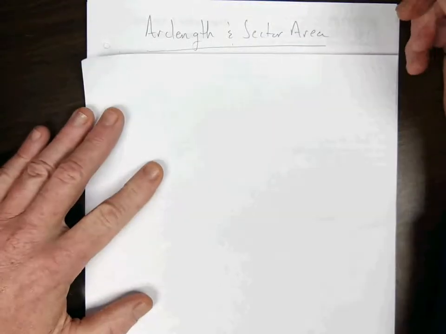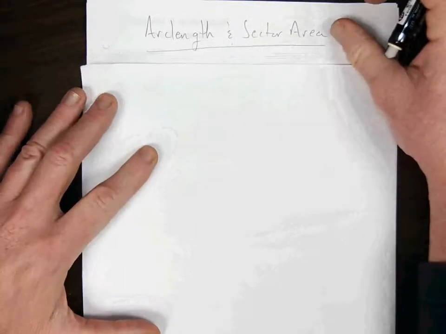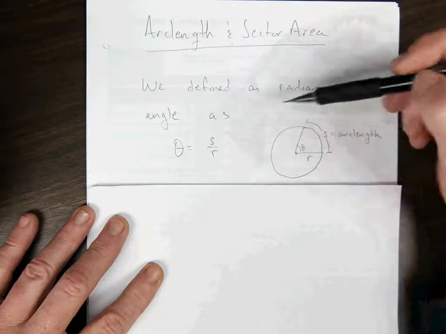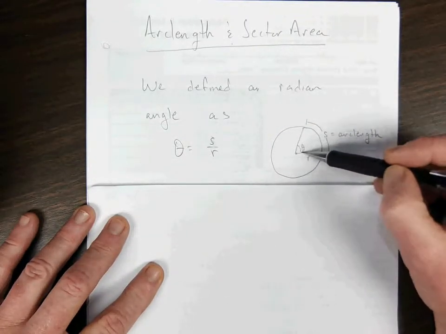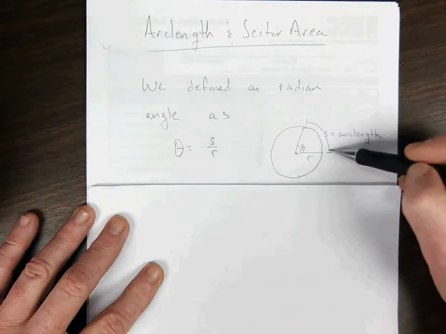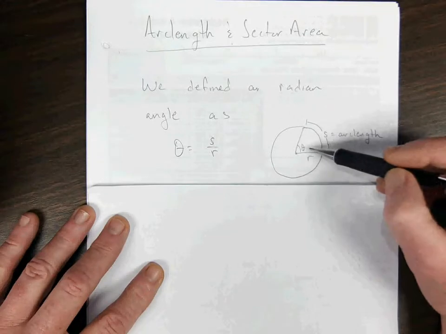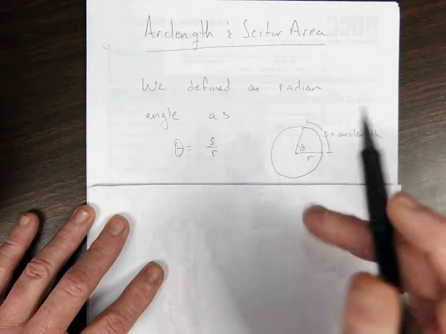Hi, I want to talk about a topic we need to get covered. It's called arc length and sector area. All right, so if you remember the way we defined a radian angle, we talked about drawing any circle at any radius and marking out an angle theta, and then there's this length along the circle called the arc length that theta determines. And so we define the angle theta as S over R.